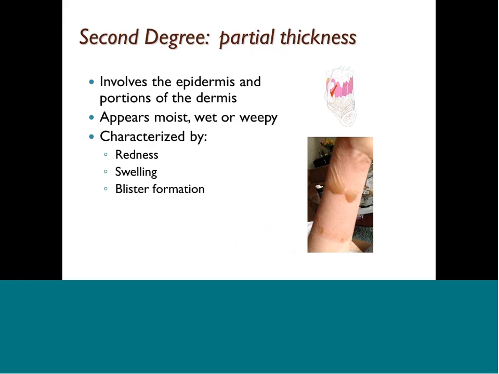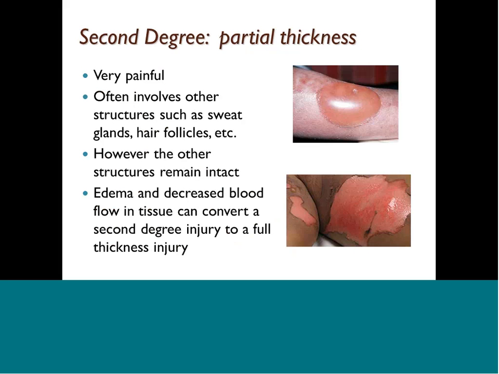Second-degree burns are partial thickness burns. Those involve both the epidermis and portions of that dermal area. Second-degree burns appear what we call moist, wet, or weepy. They have a lot of blisters. Those blisters break open, and that's where you do get that wetness to the area. They're characterized by wet redness, swelling, and of course that blister formation.